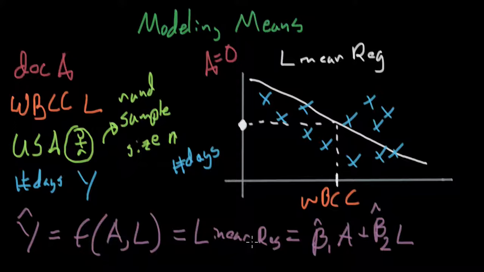Okay, so we know how to model means now. We know that linear regression is a good tool in order to model means. We know that modeling means will let us predict, for any white blood cell count, the number of days someone is sick based on the surrounding data. So what can we do with this? Okay, find out next time.